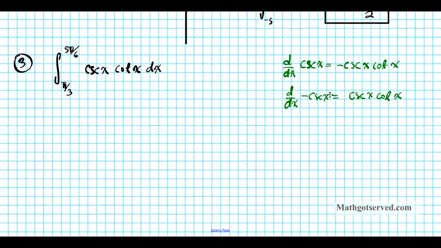So using the derivative, here we can determine what the antiderivative is. If we evaluate the antiderivative of cosecant x cotangent x, that's going to become negative cosecant x, evaluated from pi over 3 all the way to 5 pi over 6.